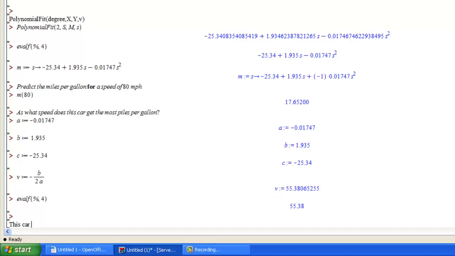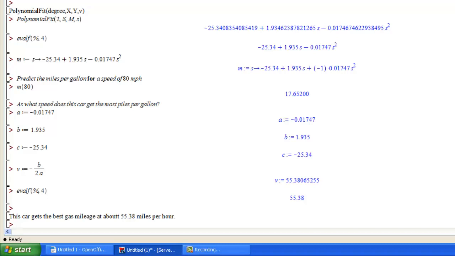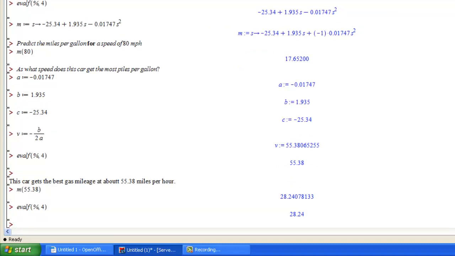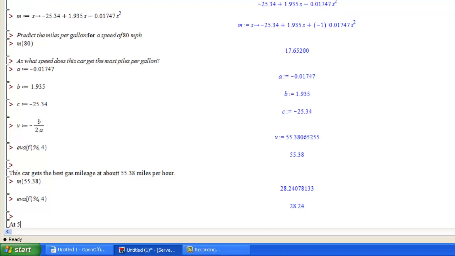So this car gets the best gas mileage at about 55.38 miles per hour. If you want to know how many miles per gallon the car gets at that speed, well, you just evaluate for the dependent variable of the vertex. So we just take m of 55.38 and round it off a little bit. And we see it gets about 28.24, so almost 30 miles per gallon. The car gets 28.24 miles per gallon when the car is going 55.38 miles per hour, and that we predict is the best we can do.